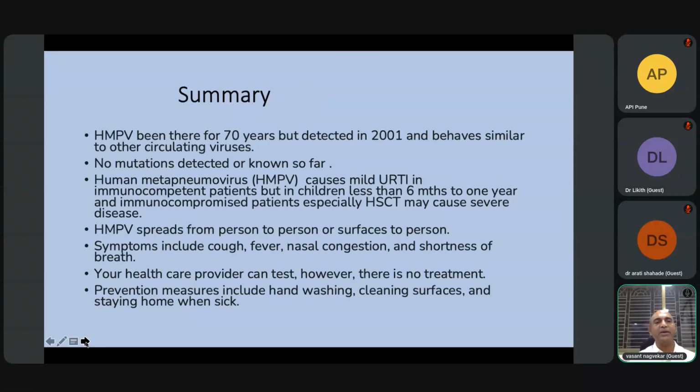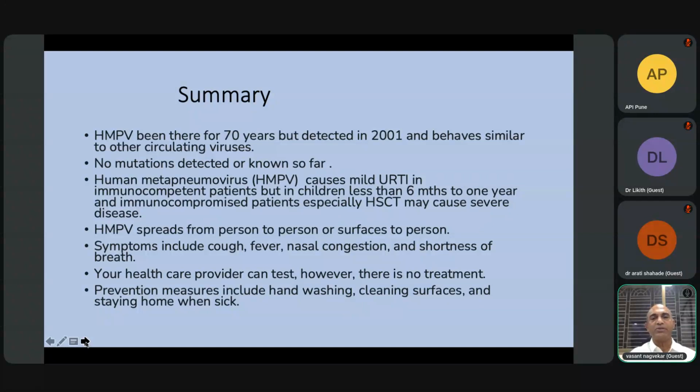So in summary, I would say human metapneumovirus has been there for 70 years, but was detected in 2001 and behaves similar to other circulating viruses. It is nothing new. It is not severe. It is behaving the same way. So far, no mutations have been detected. And I don't think there's any reason to worry, but we'll have to be very watchful, because it's too early for us to comment on whether it's really a mutation. Human metapneumovirus causes mild URTI. So it is not new. It has been there for a long, long time.